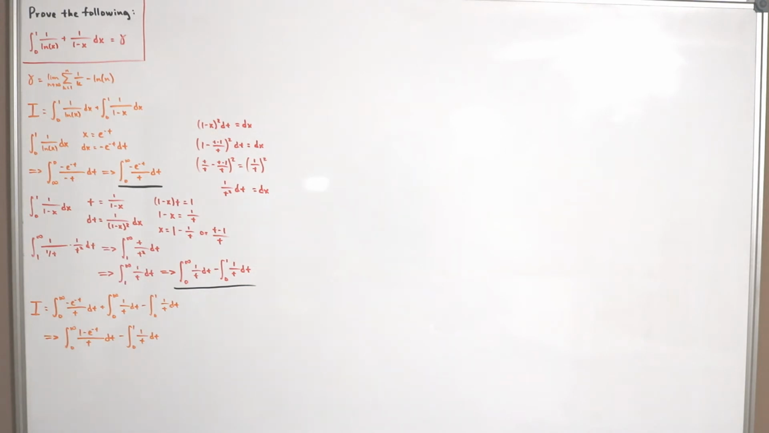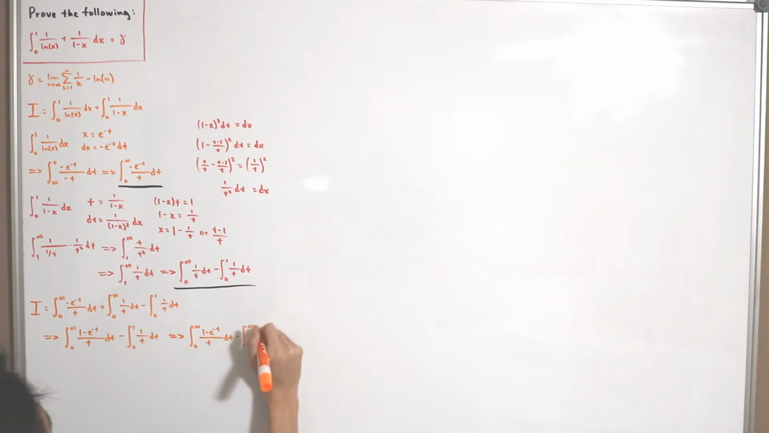But notice that we're also going to rewrite one more integral. The integral from 0 to 1 of 1 over t dt diverges, but you'll also notice that the integral from 1 to infinity of 1 over t dt also diverges too. Since they equate to each other in the sense that they both diverge, we can just rewrite this term right here. So we have that this is the integral from 0 to infinity of (1 minus e to the negative t) divided by t dt, but this time I'll subtract the integral from 1 to infinity of 1 over t dt.